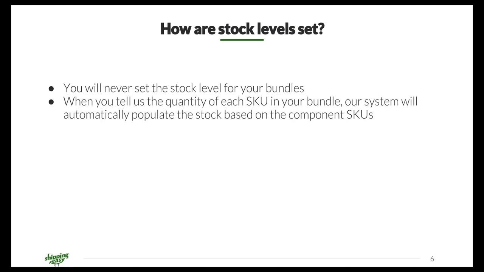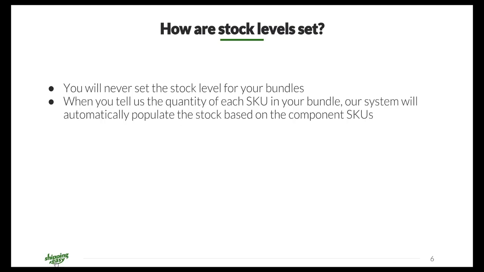When you're setting up bundles, it will affect your inventory levels. So a bundle will be tied to the individual component items. So to clarify, you will not be listing the number of bundles that you can make in the stock column of your inventory. You will only ever need to list the quantity available for the component items. Once we have that quantity, ShippingEasy will automatically populate the quantity of the bundles based on the maximum number of bundles that can be made from the components.